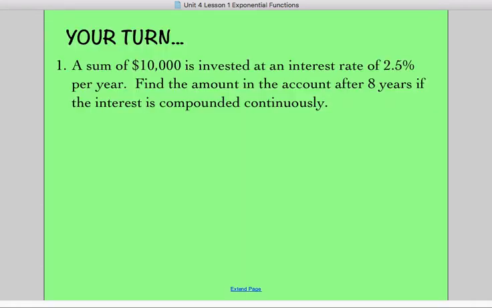We have some your turn problems. I would recommend you pause it and then go ahead and do it. But I'm going to write out the answers for you. But pause it and try them on your own first, please.